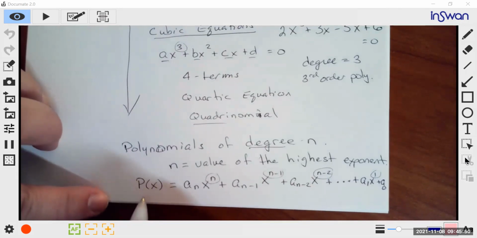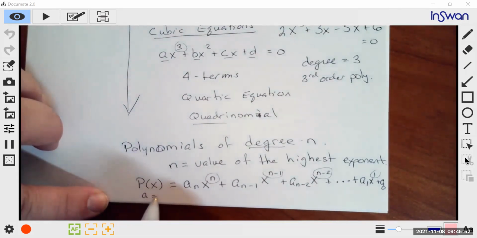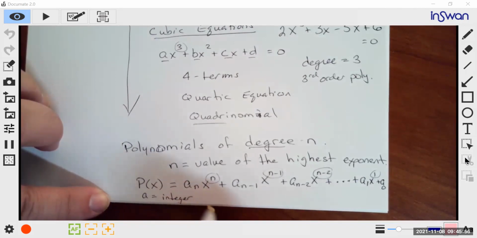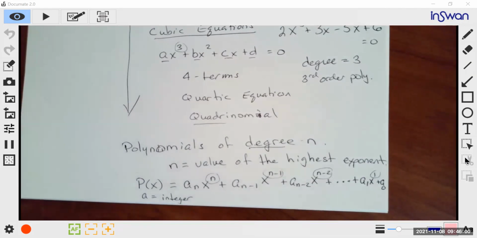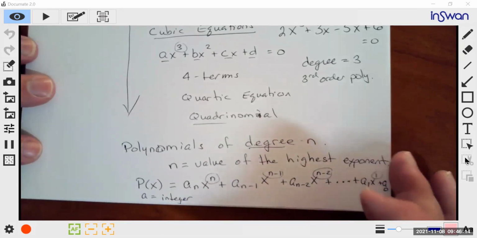Each a represents a number. We're going to use them as integers. They don't have to be integers. They could be radicals, imaginary numbers, or fractions, rational numbers. But we're going to look at them now as integers. So let's see what this looks like.